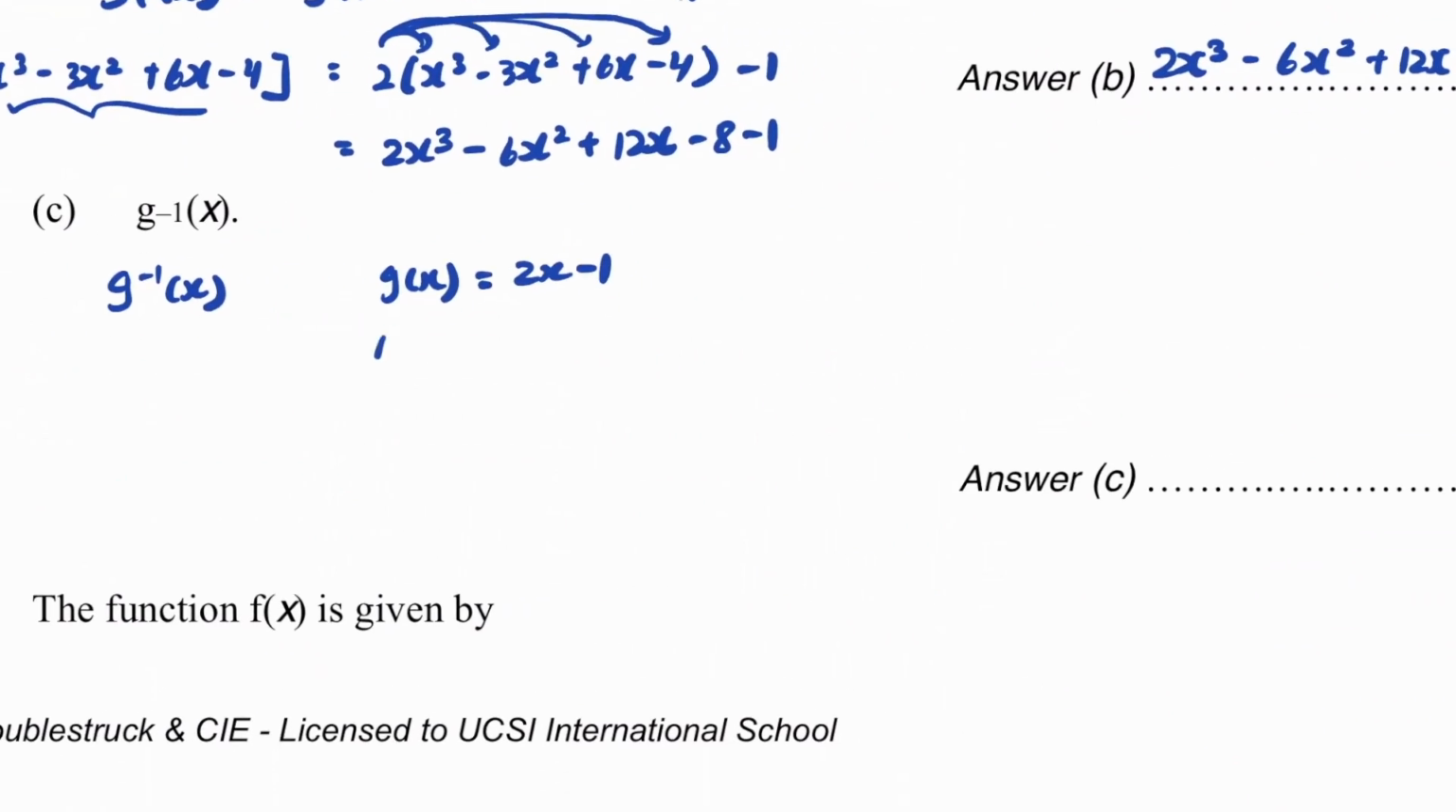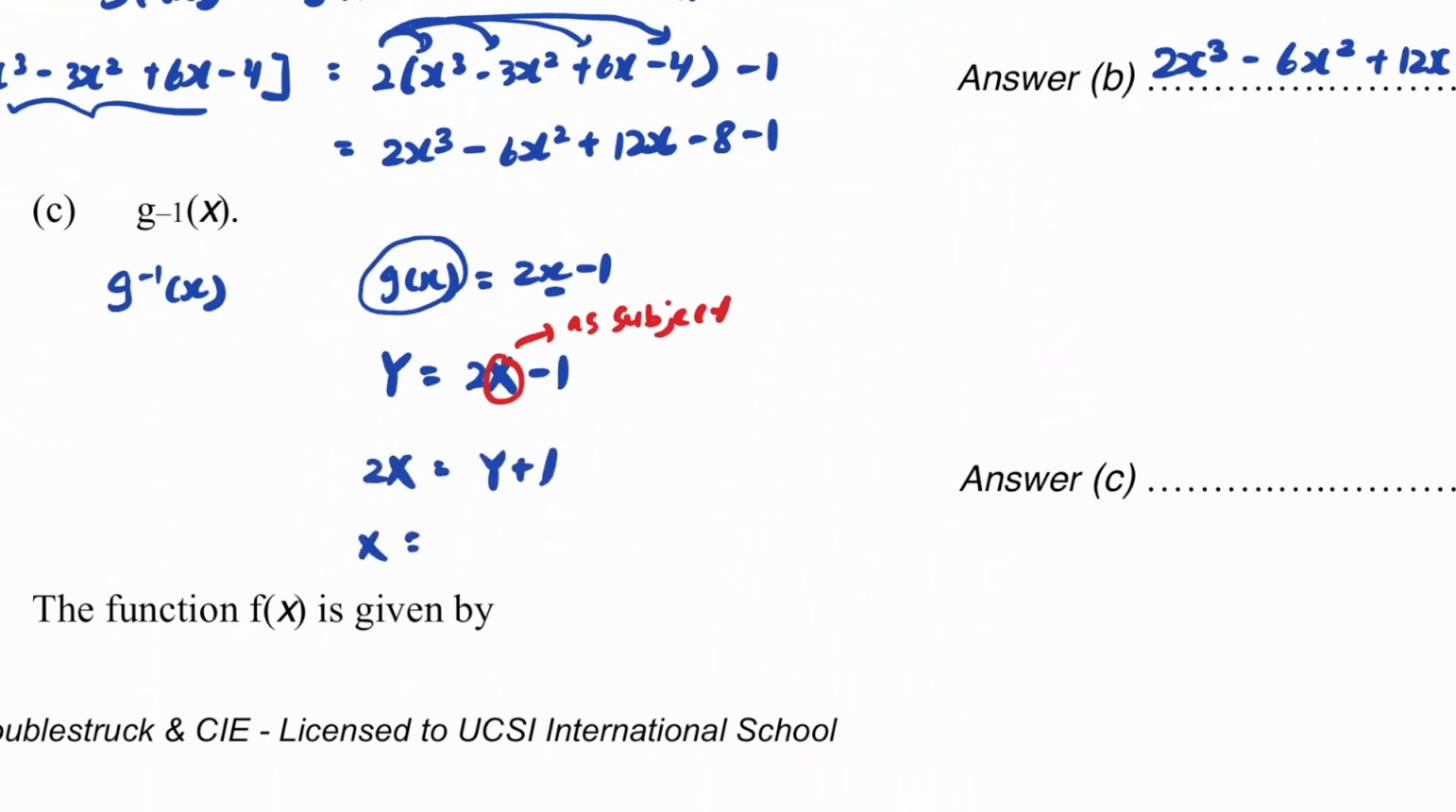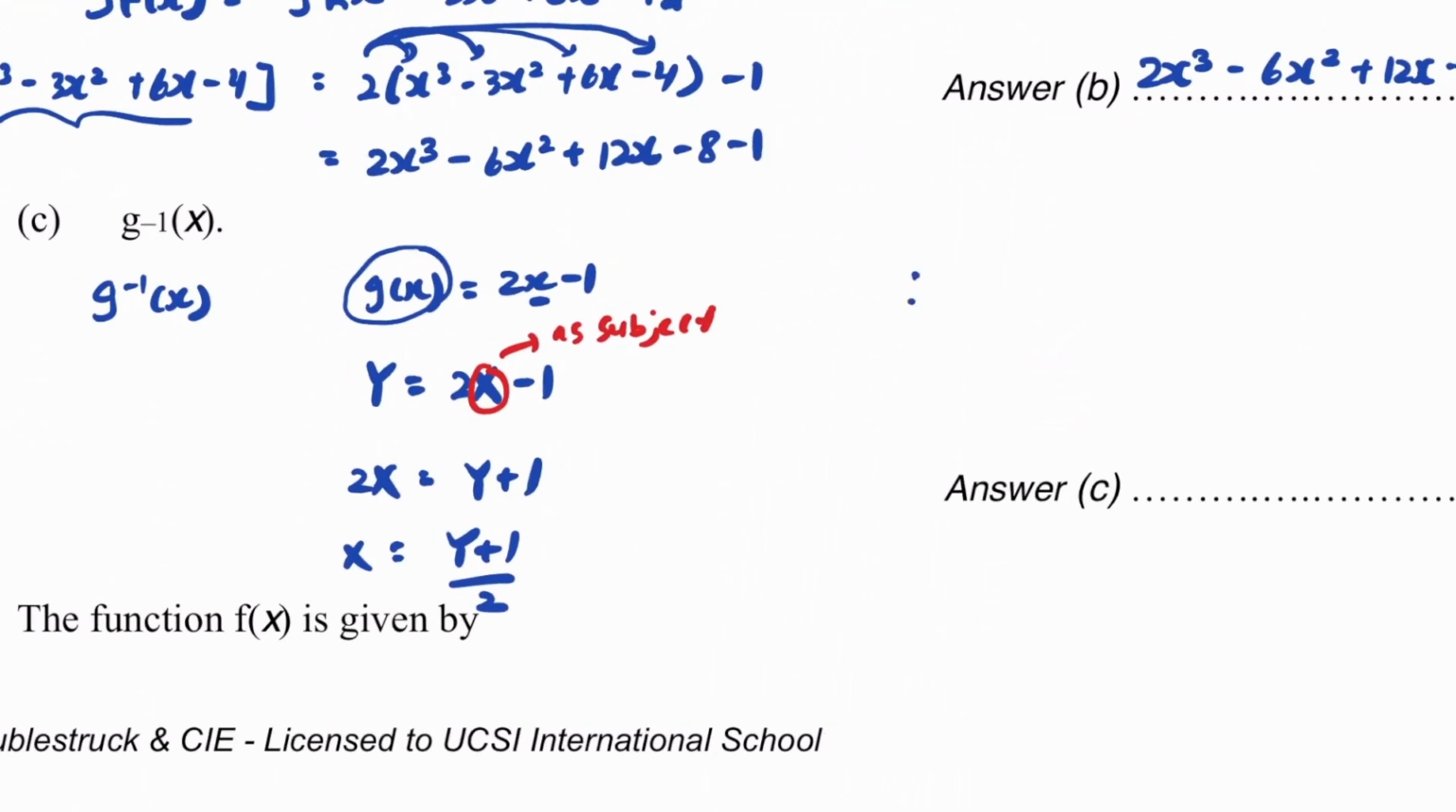So let this g of x be y, and then x be the capital X, and then you try to make this x as the subject, okay, as the main subject. So 2x is equal to y plus 1, x equal to y plus 1 over 2. Last but not least, replace g inverse of x equal to x plus 1 over 2. This should be your final answer.